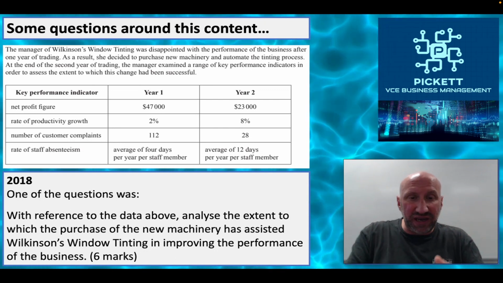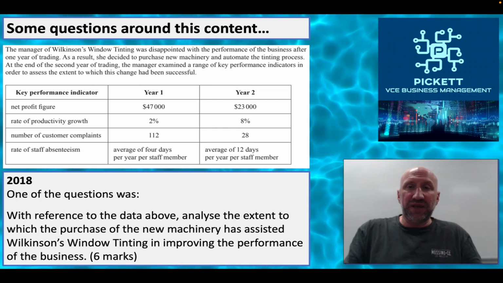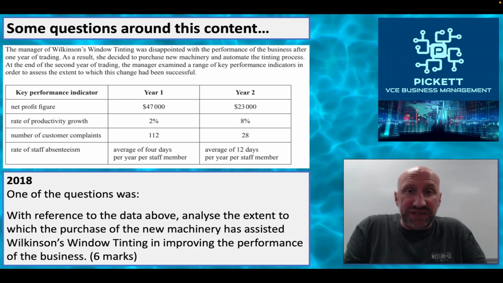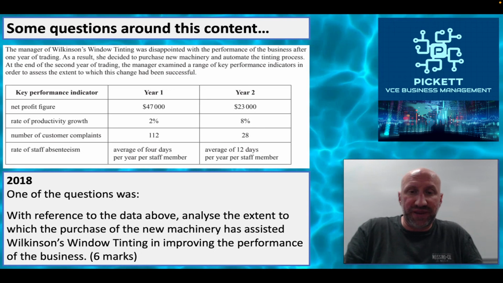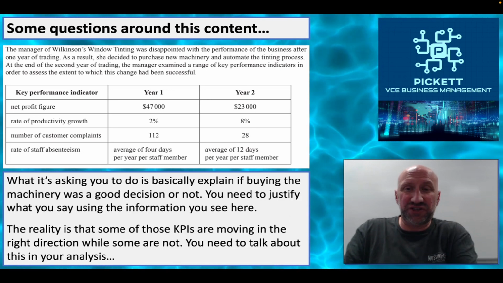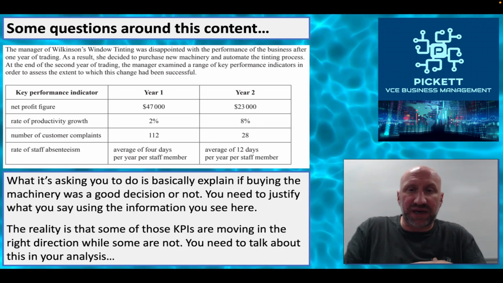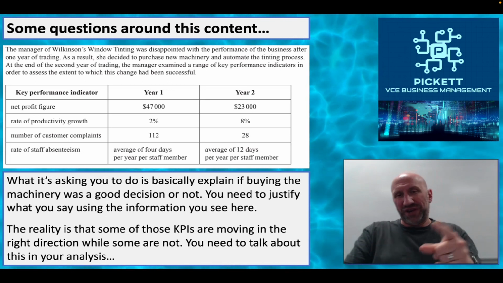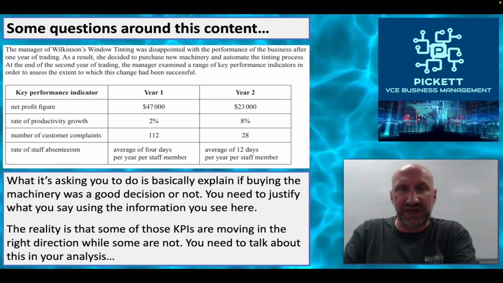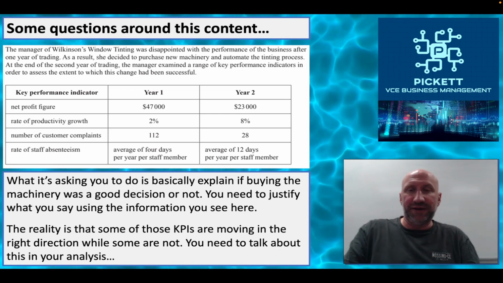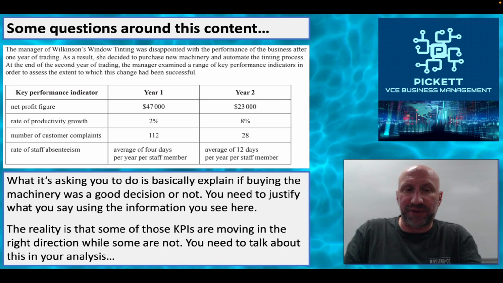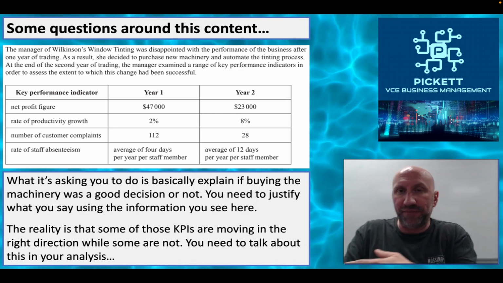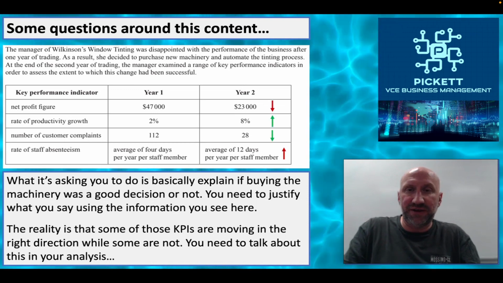So basically what you had to do here, for 6 marks, quite a bit, was comment on whether that was a good business decision. What it's asking you to do is basically say, was buying that new machinery the right decision to make or not? What you need to do is justify what you're saying using the information that you see. Now, the reality is, if you look at those KPIs, some of them are moving in the right direction and some of them are not. That's what you need to comment on in your analysis.